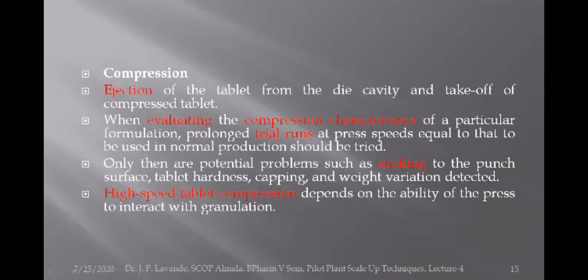When evaluating the compression characteristic of a particular formulation, prolonged trial runs at a press speed equal to that to be used in normal production should be tried. All these processes require trial runs in order to determine the compression characteristics, whether the tablets that are getting produced are of the desired consistency and the desired specifications or not. That can be evaluated through trial runs only.